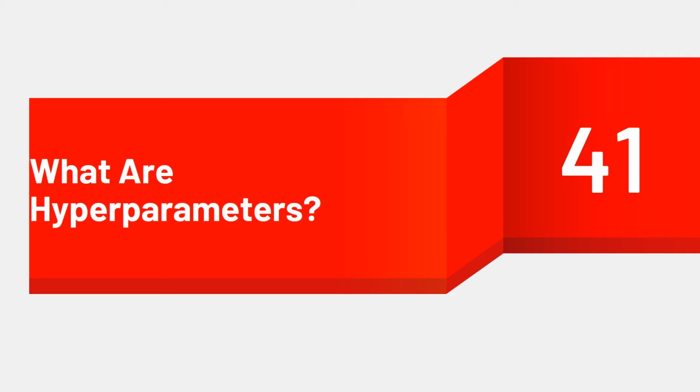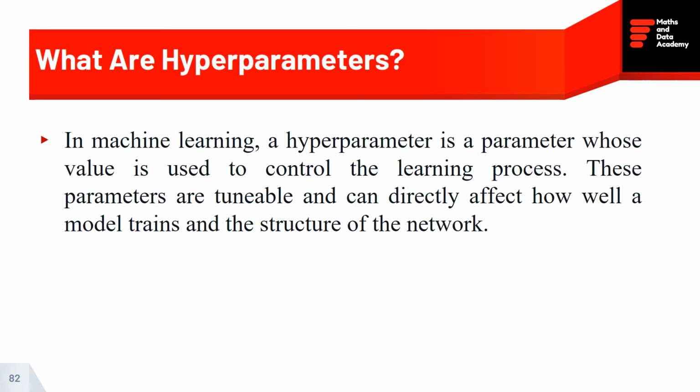What are hyperparameters? In machine learning, a hyperparameter is a parameter whose value is used to control the learning process. These parameters are tunable and can directly affect how well a model trains and the structure of the network.